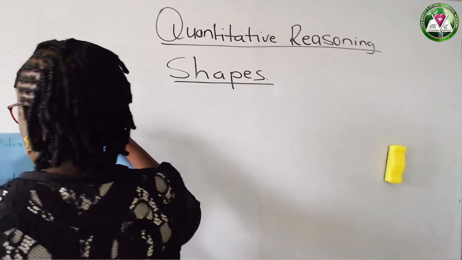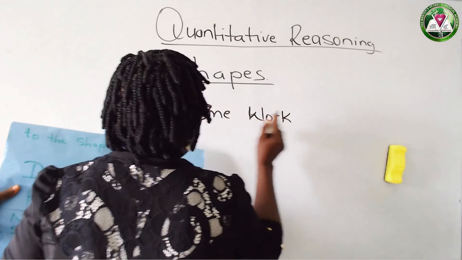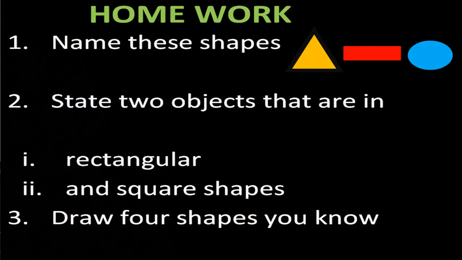Homework. Number one, name these shapes. Two, state two objects that are in rectangular and square shapes. Number three, draw four shapes you know.